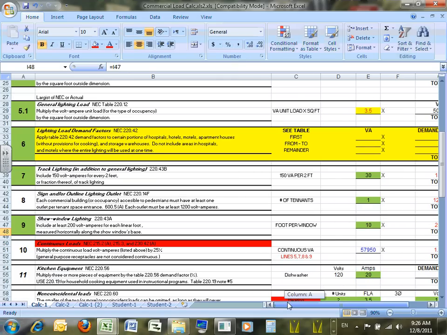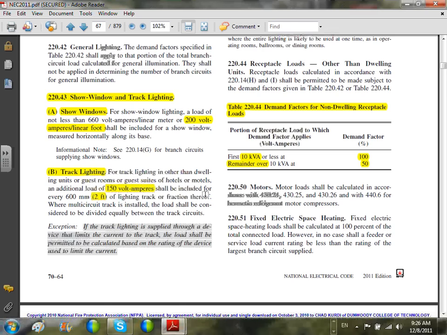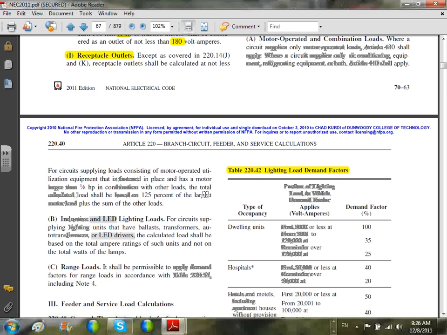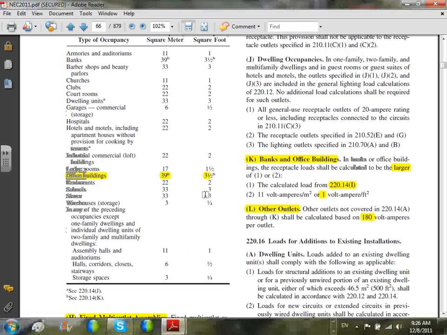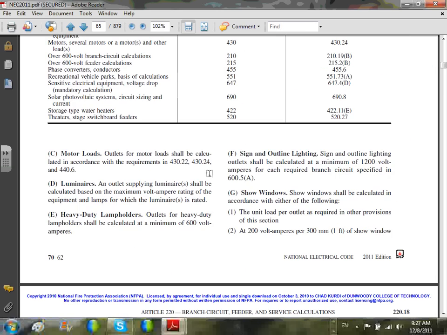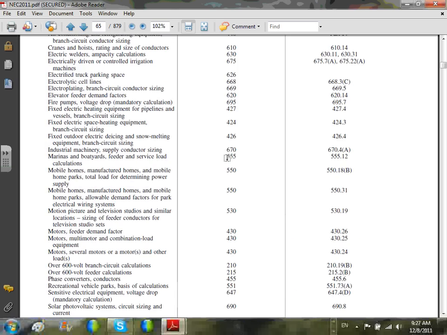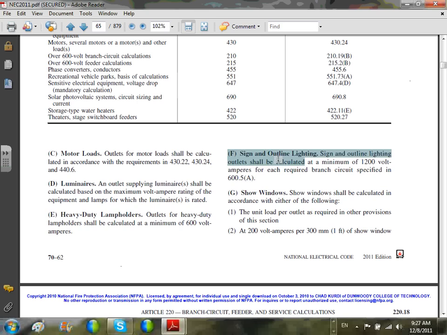Okay, now if I have a sign, the last thing I want to do, guys, is a sign. Let's go to 220.14F. All the way to 220.14, and where's my F? F, right here. 220.14 is here, and 220.14F is here. Can you guys highlight this one, please? It's page 62.